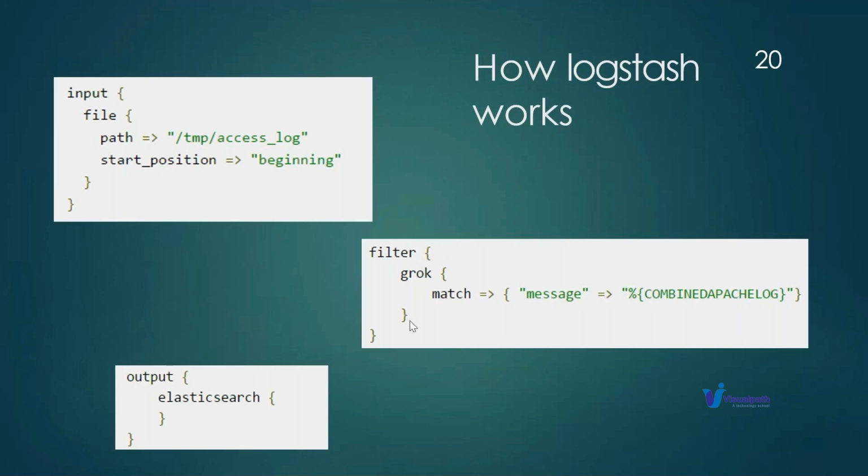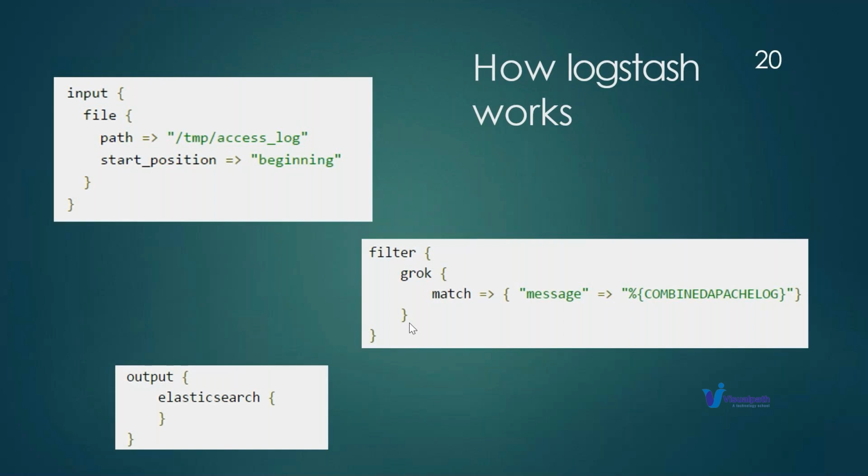So how Logstash works: there would be an input. These are the basic three component file snippets. It would have an input, file, path, and start position, in which you mention the log path you want to be analyzed, and whether it should start from the beginning, from the end, or from the middle. It has various options and various features.